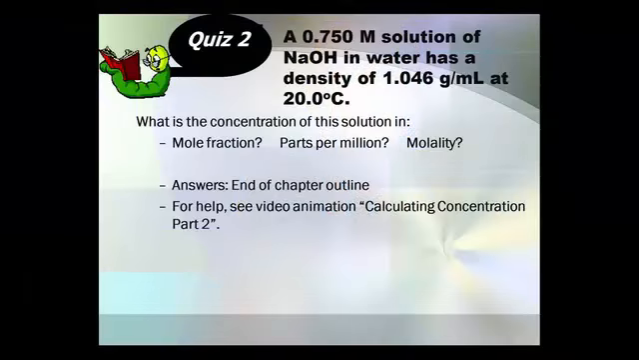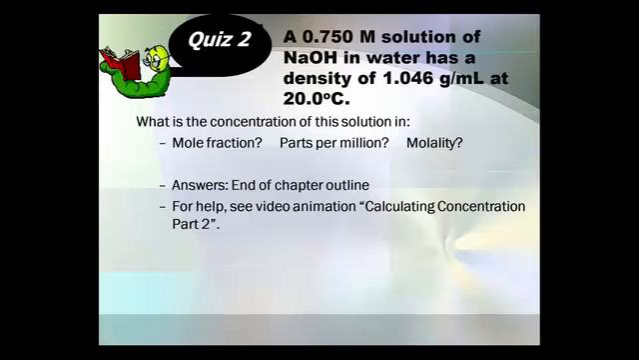The next exercise is a quiz, and it's not a real formal quiz. It's just for you to determine if you're understanding how to solve these problems or not. This particular problem is asking you to determine the mole fraction, the parts per million, and the molality for the problem stated above. Go ahead and do it on your own, and at the very end of your chapter outline, you'll be able to find the answers for it. If you did it right, high five, you're understanding.